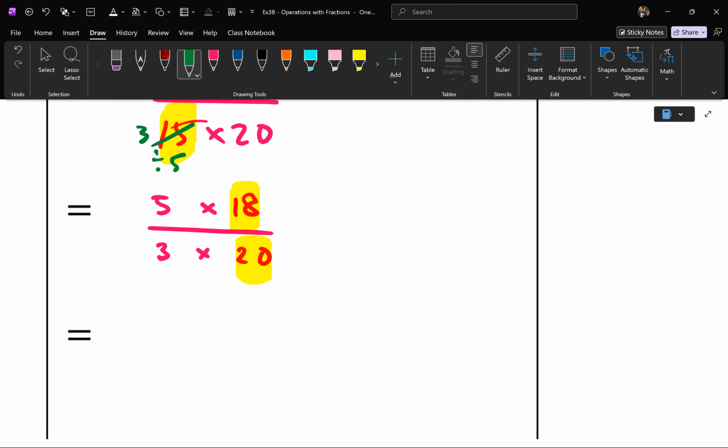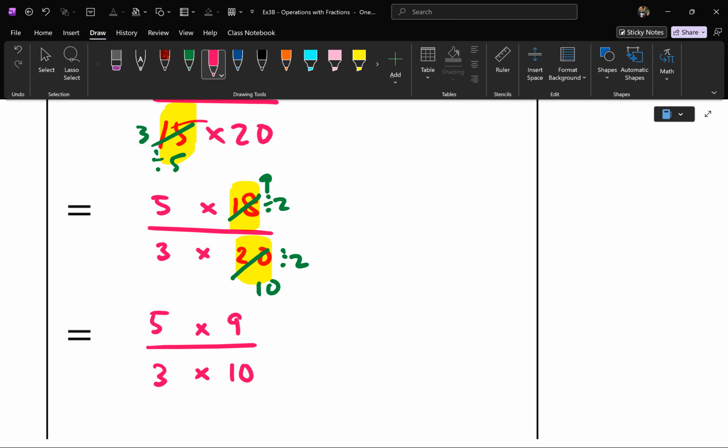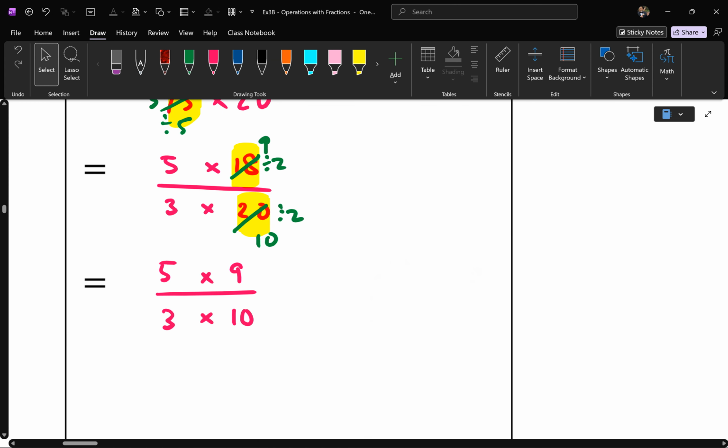And yeah, I don't think there's any other high common factor. So 2, they're both even. 4 doesn't go into 18. 9 goes in 18, but doesn't go in 20. So yeah, I do think 2 is the best one. So how many 2s in 18? 9. How many 2s in 20? 10. So I'm going to change this fraction now to still 5 here times now this becomes a 9. 3 is still there, but the 20 becomes now a 10. And that's a lot better, right? So 5 times 9 we can now do, and 3 times 10.